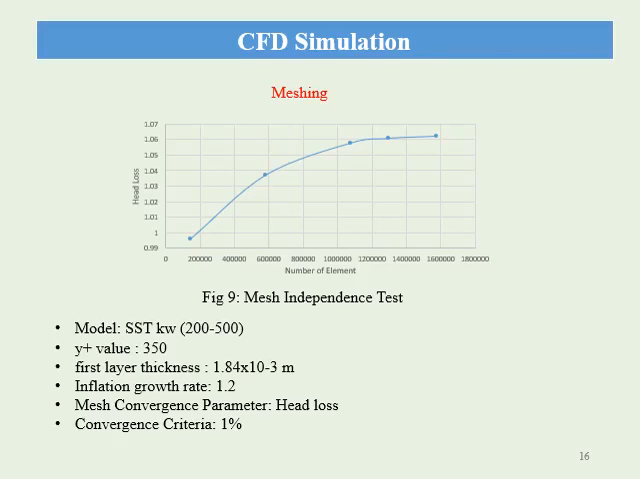Mesh independence was tested. The model used was the SST k-omega model. The Y plus value was found to be 350, which is well within the range. The first layer thickness was about 1.84 times 10 to the power minus 3 meters, and the inflation growth rate in the direction of Y was 1.2. The mesh convergence parameter was the head loss, and the convergence criterion was 1%.